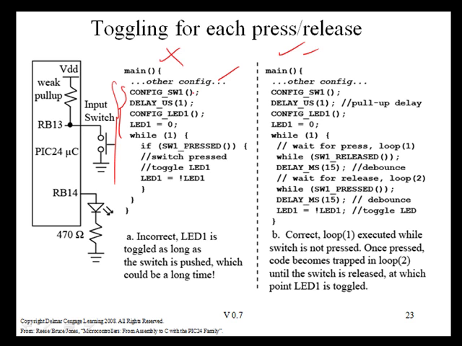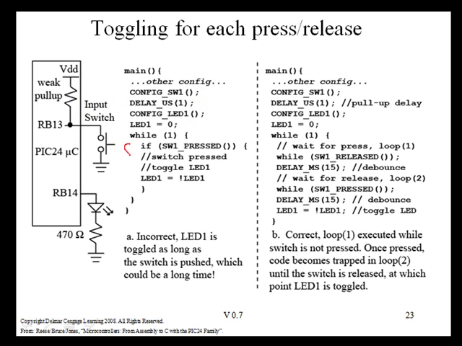So first of all, we're going to configure our SWITCH1. This delay macro right here, DELAY_US(1): our practice is that anytime we enable a weak pull-up, we're always going to delay a little bit afterwards, in this case 1 microsecond, to give this pull-up resistor time to pull this guy up to 3 volts. Then we're going to configure LED1, our output, and we're going to initialize LED1 to a 0, which means that it's going to be initially off.